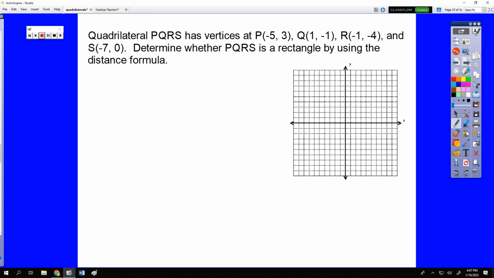So if we're asked to determine whether PQRS is a rectangle using the distance formula, again, keeping in mind that the distance formula is x2 minus x1 quantity squared plus y2 minus y1 quantity squared underneath the square root. What we're really going to be doing is we're going to be checking to see, are the diagonals congruent?